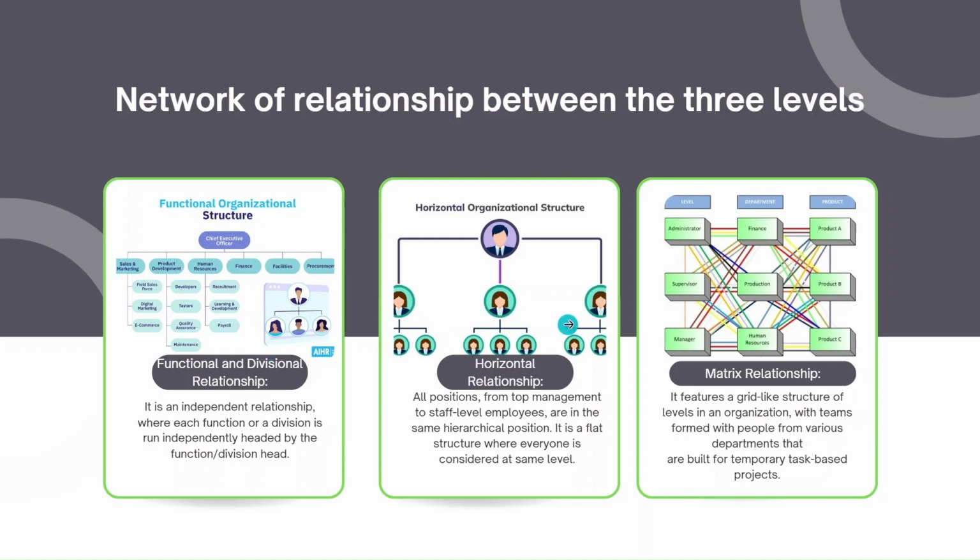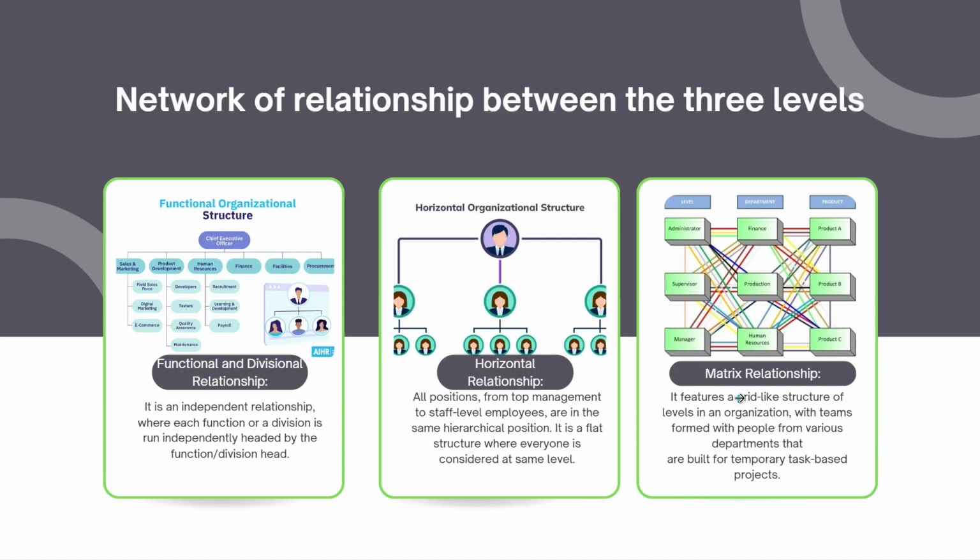The next is a horizontal organization structure where different business units and different products are there. So there will be different CEOs for different business units. And there will be a top chairman who will be heading the organization.